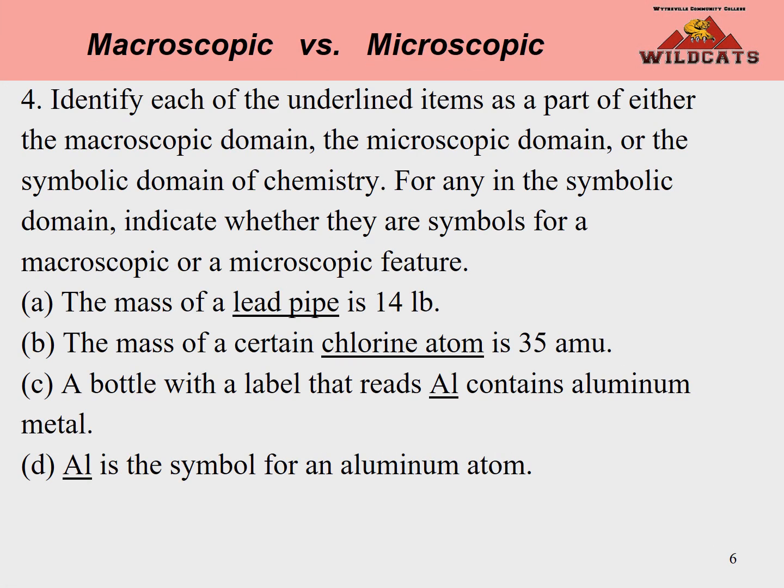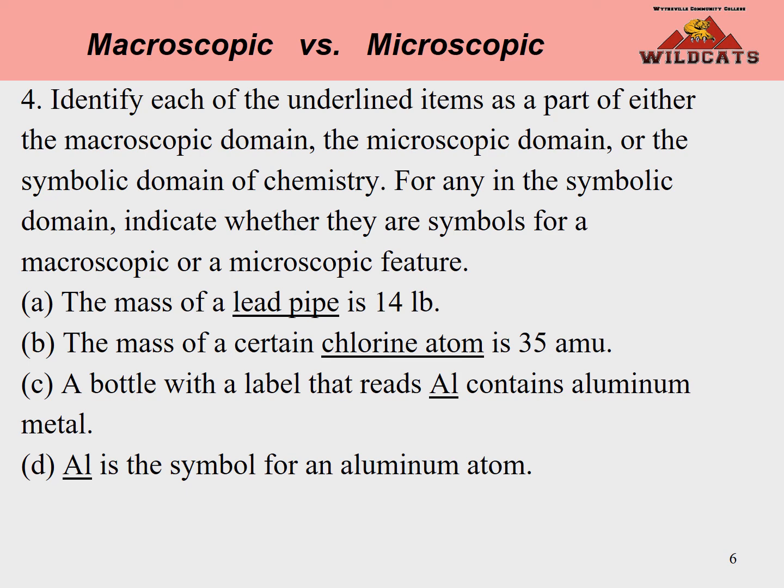So let's take a look at this problem. It says identify each of the underlined items as part of either the macroscopic domain, the microscopic domain, or the symbolic domain for chemistry. For any in the symbolic domain, indicate whether they are symbols for a macroscopic or microscopic feature. You'll notice this has the number 4 in the upper left-hand corner because this matches problem number 4 at the end of the chapter in your textbook. I've picked these problems from the ones at the end of the chapter. Your homework problems are also picked from the end of the chapter, and I give you a number so you have some reference to go back to.